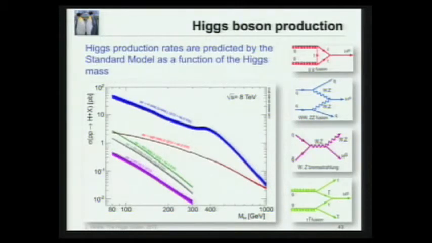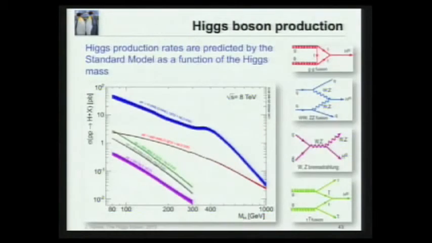Now forget about this, this is too detailed. But essentially this one is what happens: two gluons fuse and give a Higgs. So I know from theory what I expect in terms of probability, in terms of cross-section. I know how many Higgs I should produce if I do 10 billion collisions.